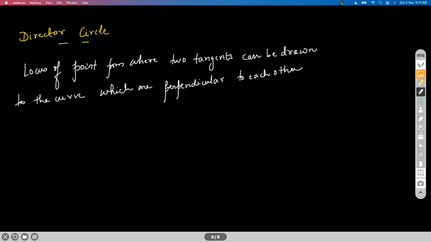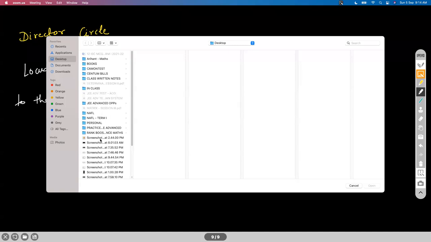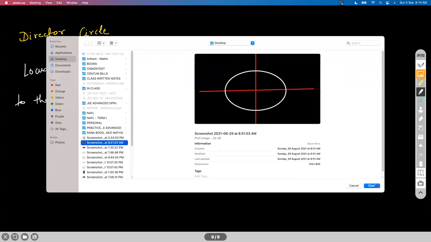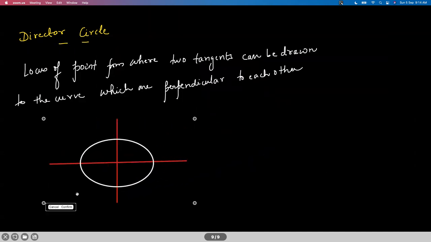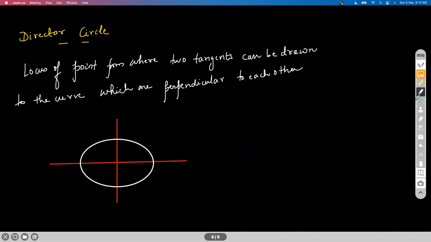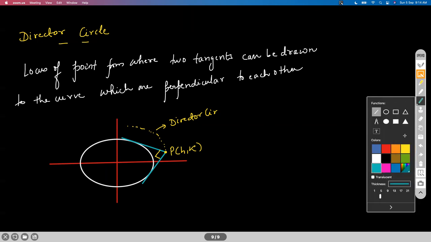Okay. So the very same diagram, now I'm drawing it again. If you have a point from where you're drawing two tangents which are perpendicular to each other, let's say this is my point P. Then the locus of all such points, that will be the director circle. Of course, in this case also, it will trace a circle only. So let me draw a circular path around it.